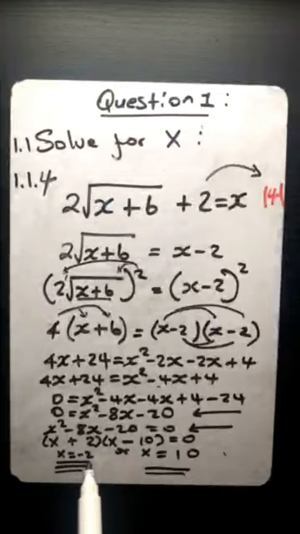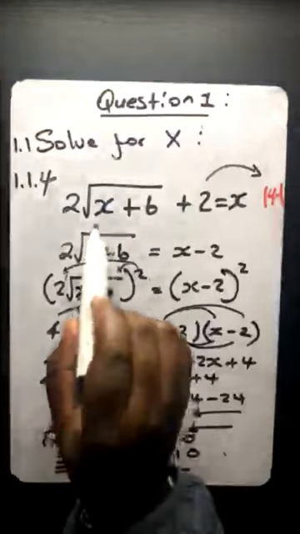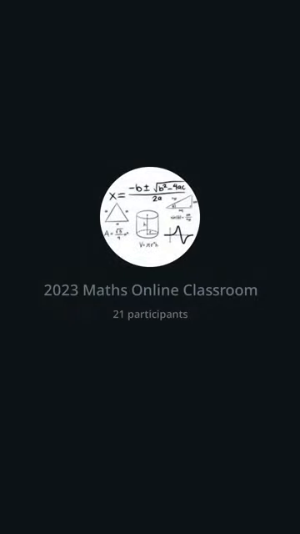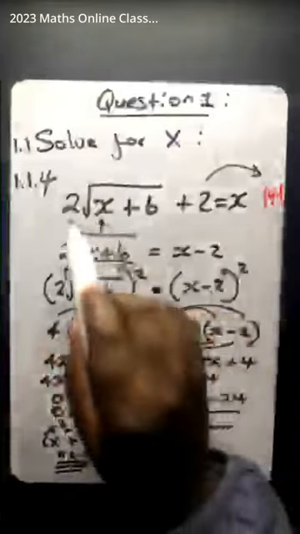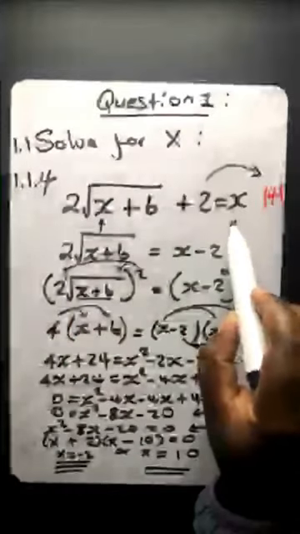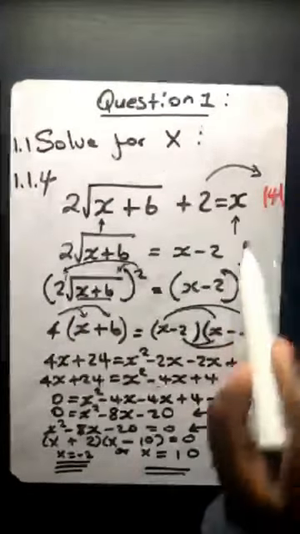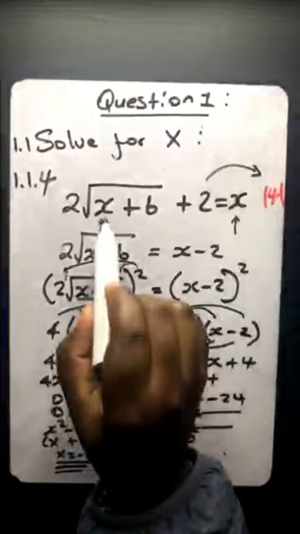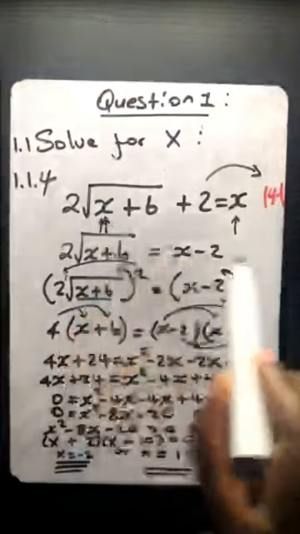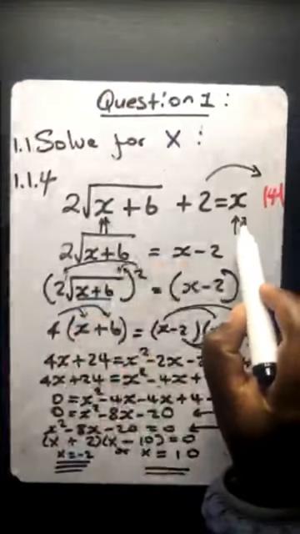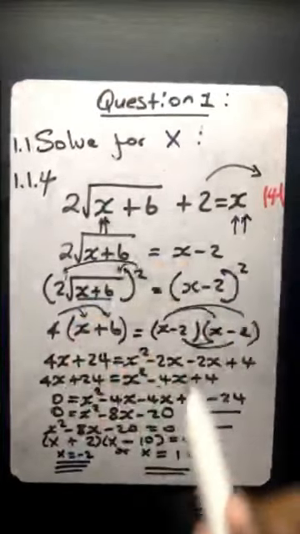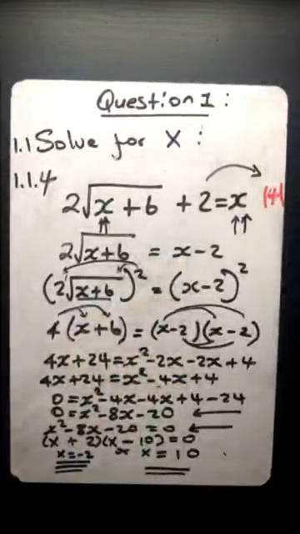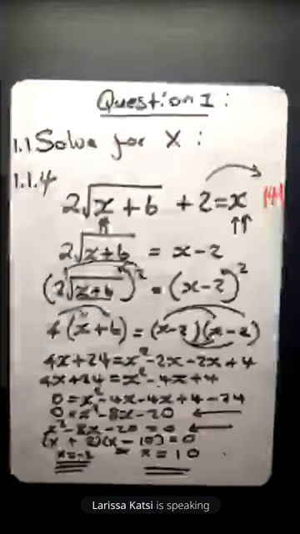To do that, where you see x, you substitute negative 2 there, and you punch all of that, it has to give you negative 2. Also, you punch 10, you substitute 10 there, whatever you get, it has to give you that same x value. What are you guys getting there? Which one is a solution? 10, sir.